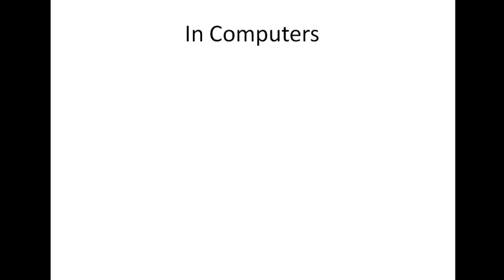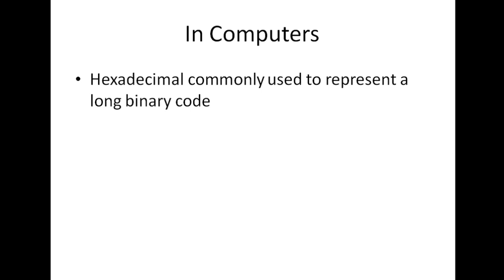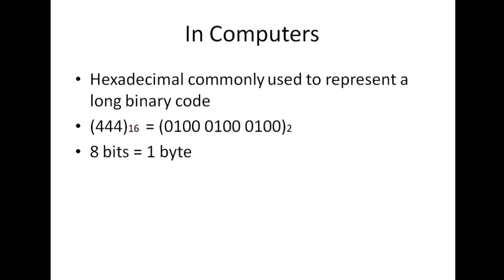Now for some cool things about the use of number systems in computer science. Firstly, hexadecimal is very commonly used to represent a long string of binary, as each hexadecimal digit can represent 4 binary digits. Take note of the example here. Also, something worthy to note is that a byte, which you might have heard of before when talking about storage on your phone or computer, is 8 bits.